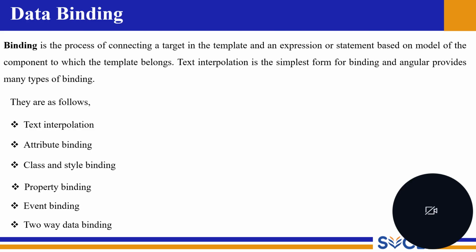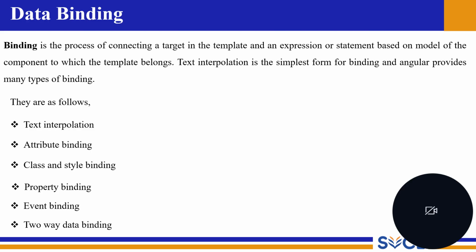They are as follows. The first one is text interpolation. It is the process of connecting models of a component instance to the text portions of the component's template. The second one is attribute binding. Attribute binding is the process of connecting models of a component instance to other attributes of an HTML element in the component's template. The third one is class and style binding. Class and style binding is the process of connecting models of a component instance to the class and style attributes of an HTML element in the component template.